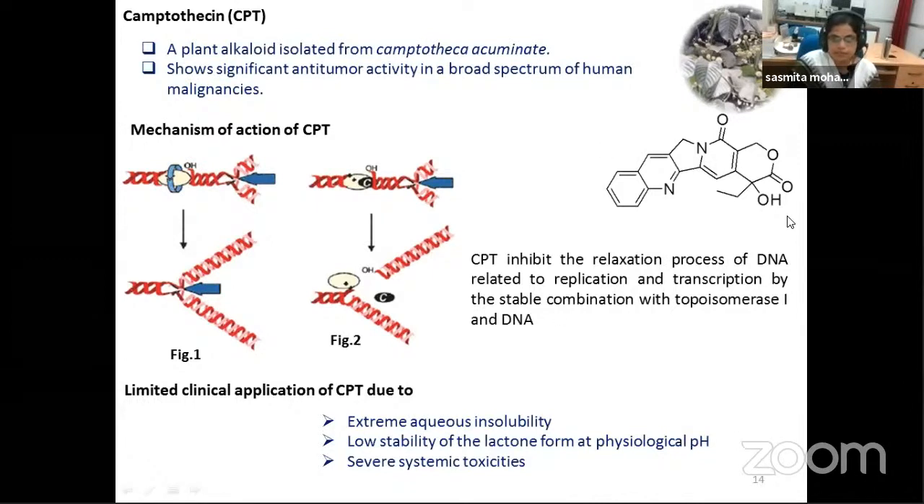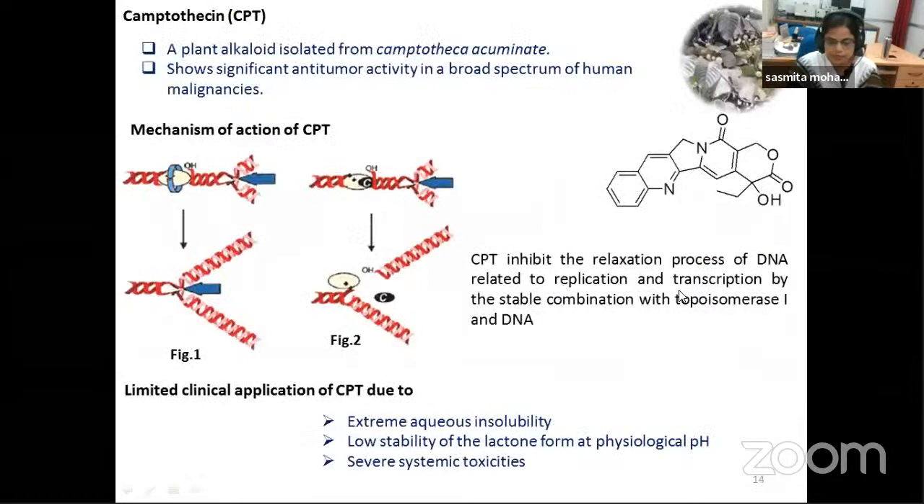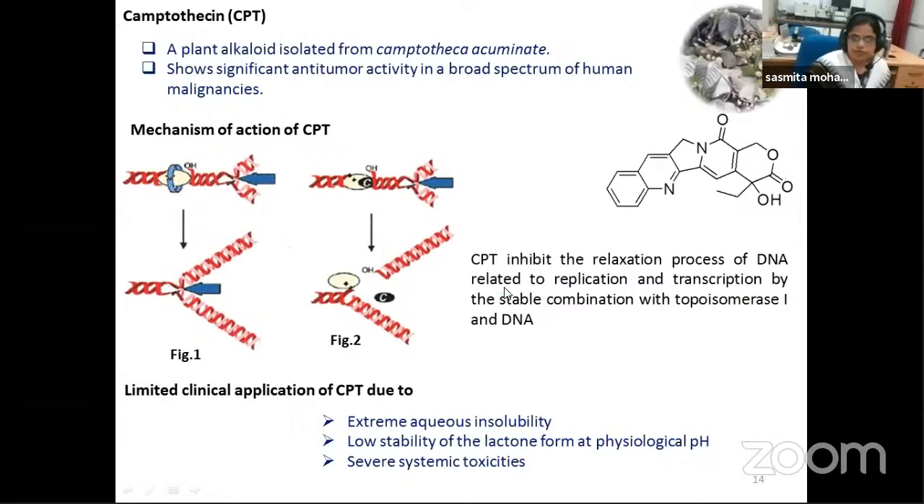But in spite of this crucial role, the application of camptothecin is limited because it is not soluble in water. So what we did, we tried to incorporate camptothecin in the luminescent magnetic particle that we have synthesized, in a chemical conjugation route. How? This is the structure of camptothecin, but it is not water soluble.